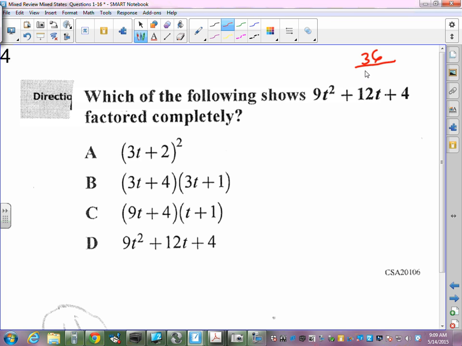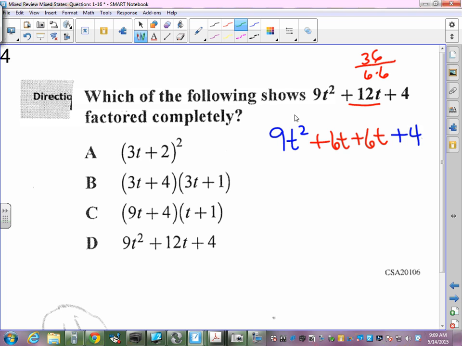Okay, 6 times 6, right? Okay, fine. So what you're going to do is write 9t squared down, and then you're going to write 4 down. And instead of 12t, we're going to list this as 6t plus another 6t, right? And that gives us 12t.